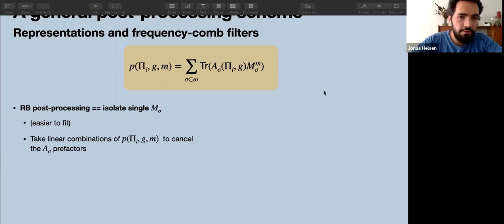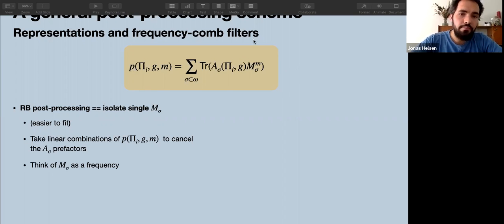It's easier to fit. So one of the things you could try to do is, because it's quantum mechanics, everything is linear, you can just take different p's for different values of g's or g or something, and take linear combinations of them to try and make these sort of prefactors cancel out for all sigmas that aren't the one you're interested in.